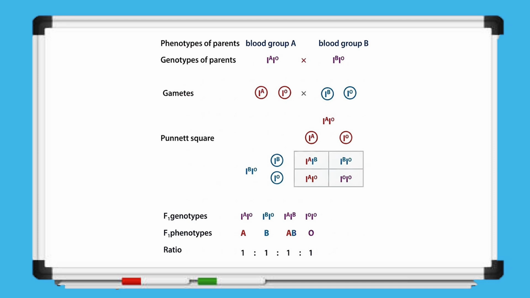This gives a genotypic ratio of 1 I^A I^B to 1 I^A i to 1 I^B i to 1 ii. In terms of phenotype, the ratio is 1 A to 1 B to 1 AB to 1 O. This example clearly shows that even if neither parent has blood group O, it can still appear in the offspring because both parents carry the recessive i allele.